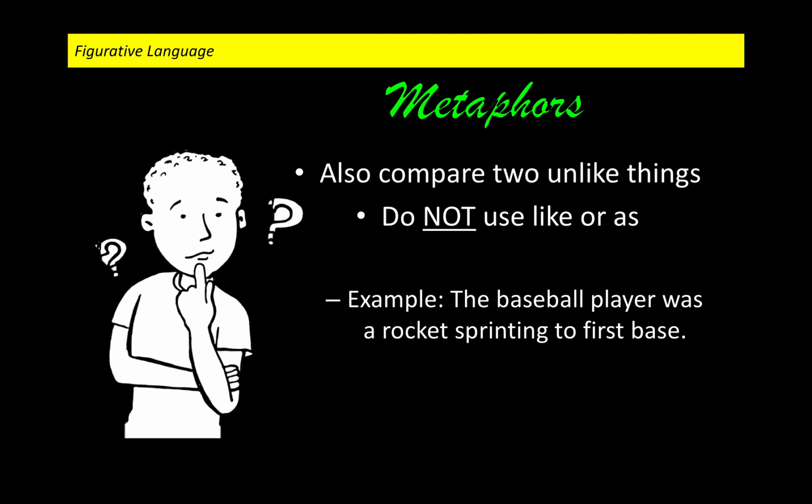So now we're going to move on to metaphors. Metaphors also compare two unlike things, just like similes do. The difference is that they don't use the phrase like or as. An example would be: the baseball player was a rocket sprinting to first base. Now, we absolutely know when we read this, the baseball player is not actually a rocket, but it isn't using like or as here. So metaphors are going to talk about things that aren't actually real and shouldn't be taken literally, just like figurative language does.